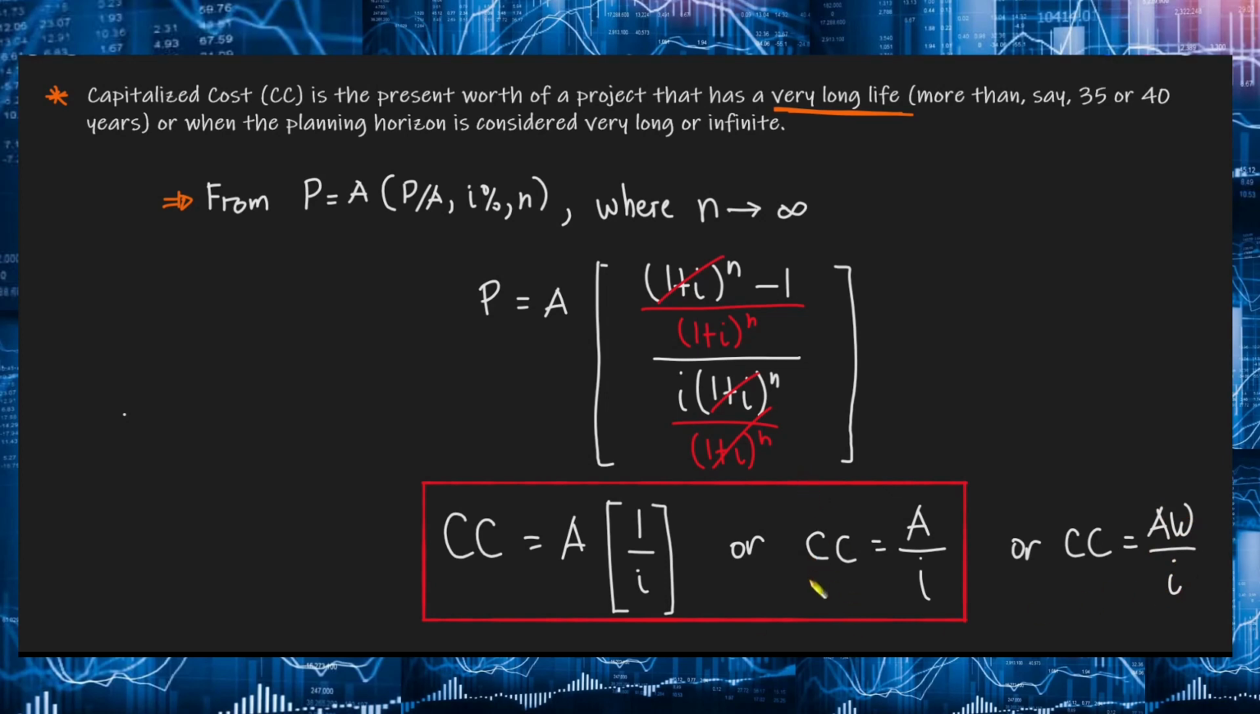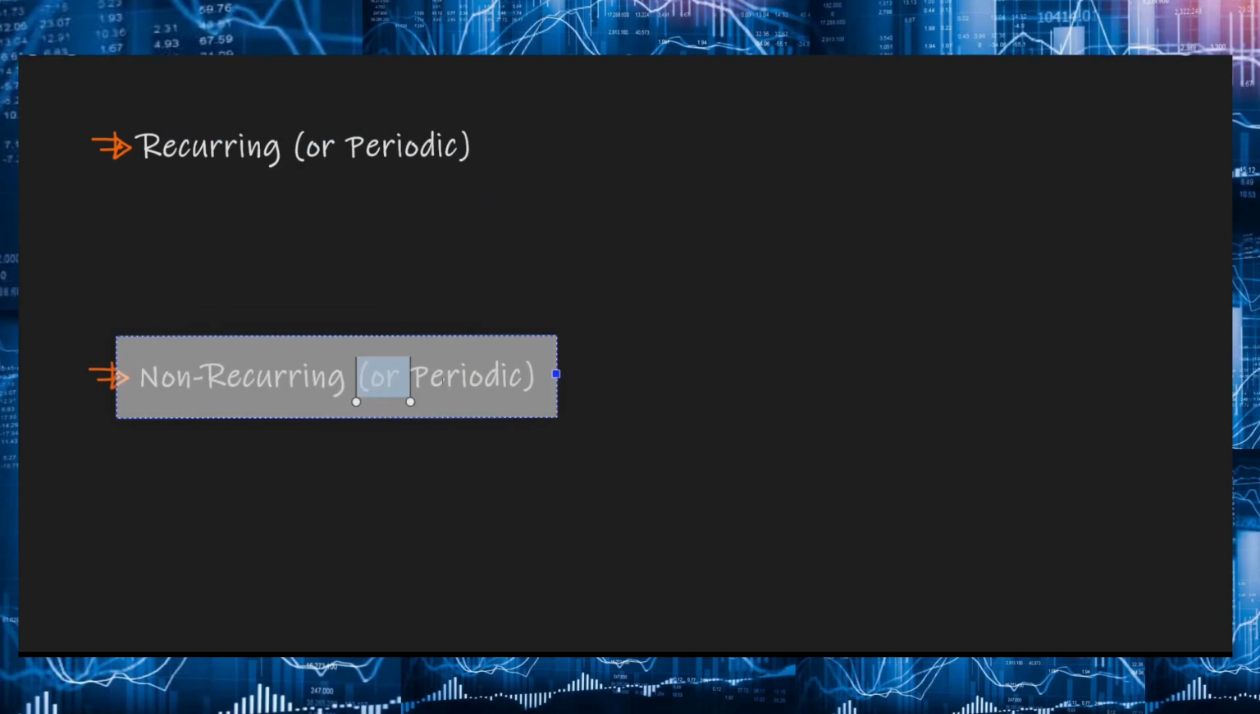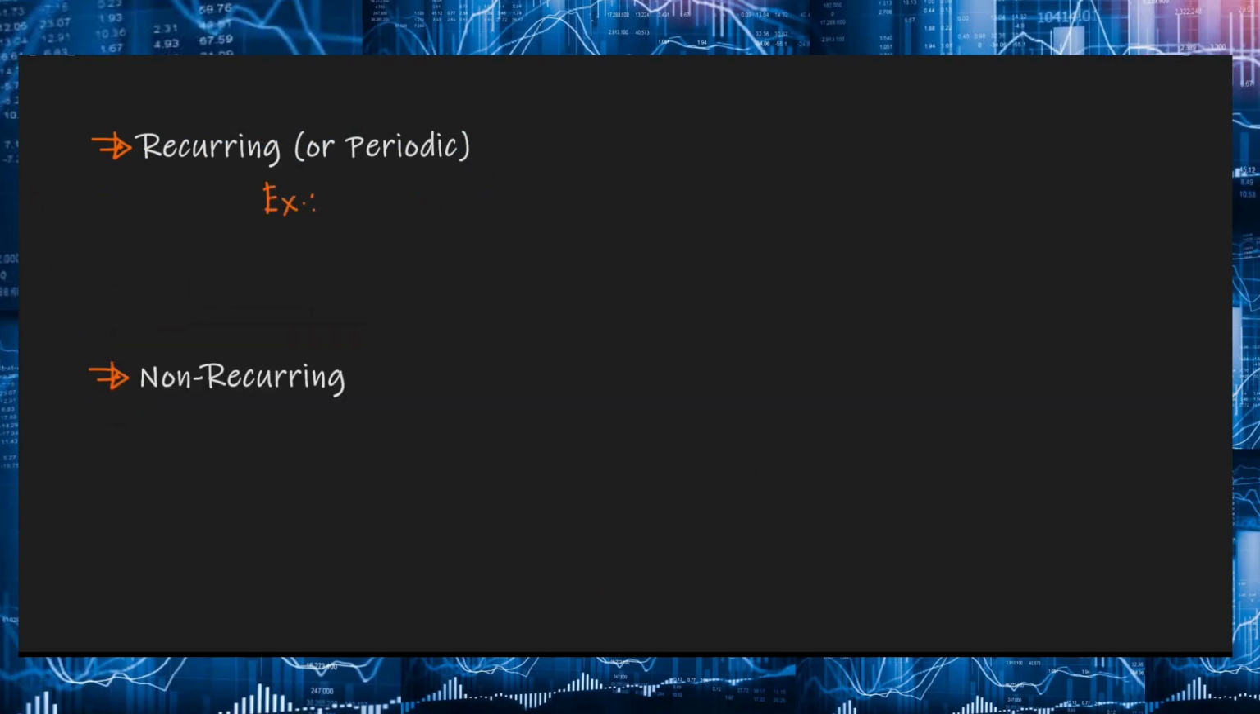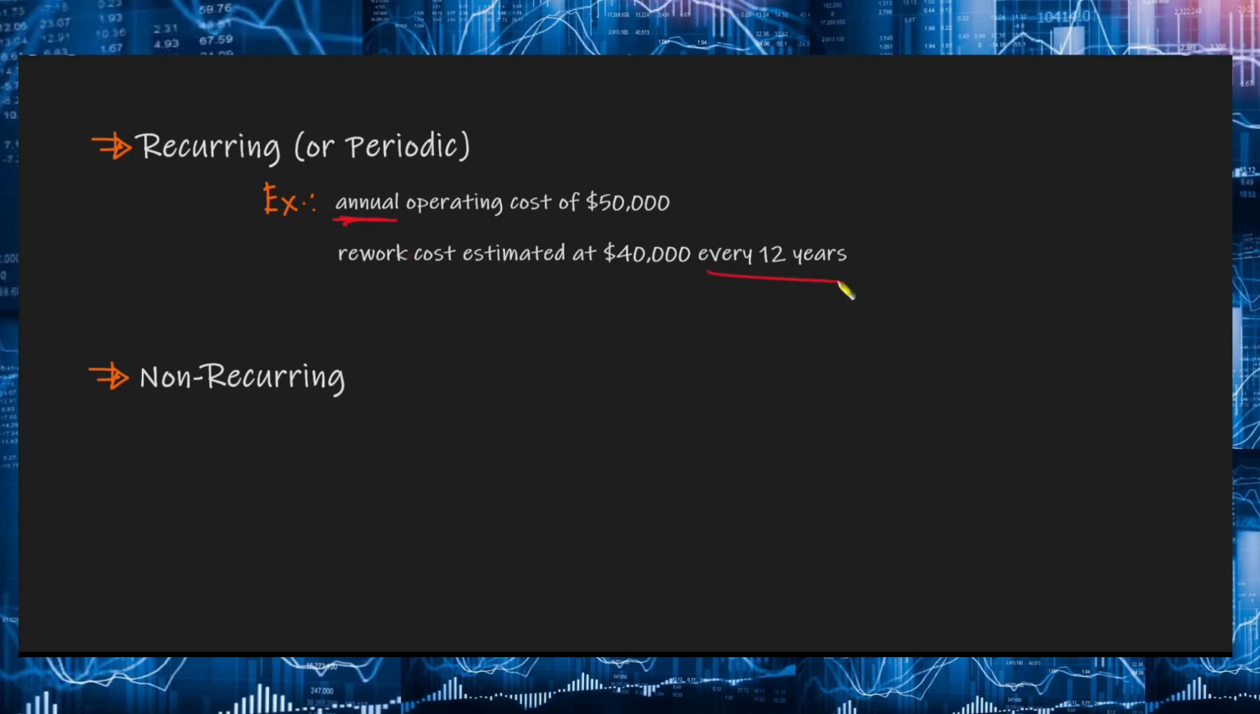Okay. Ngayon naman, take note na yung cash flows in a capitalized cost, so cost, revenue, savings, yung mga ganun na cash flow, are usually of two types. So, meron tayong tinatawag na recurring or also periodic and then non-recurring. So, an annual operating cost of, let's say, $50,000 and a rework cost estimated at $40,000 every 12 years are examples of recurring cash flow. Kasi again, annual operating cost. So, every year siya umuulit. So, recurring cash flow siya. And then, yung $40,000 every 12 years. So, every 12 years merong $40,000. So, umuulit siya. Therefore, that is recurring.